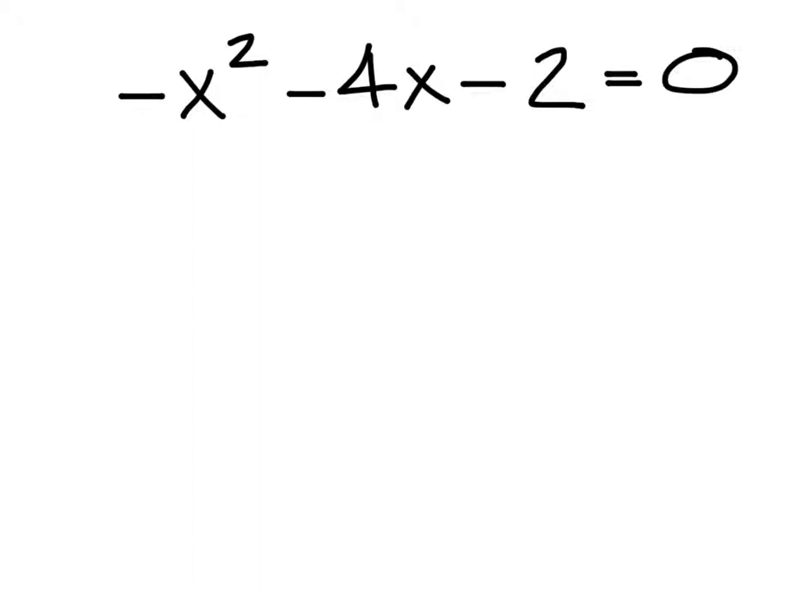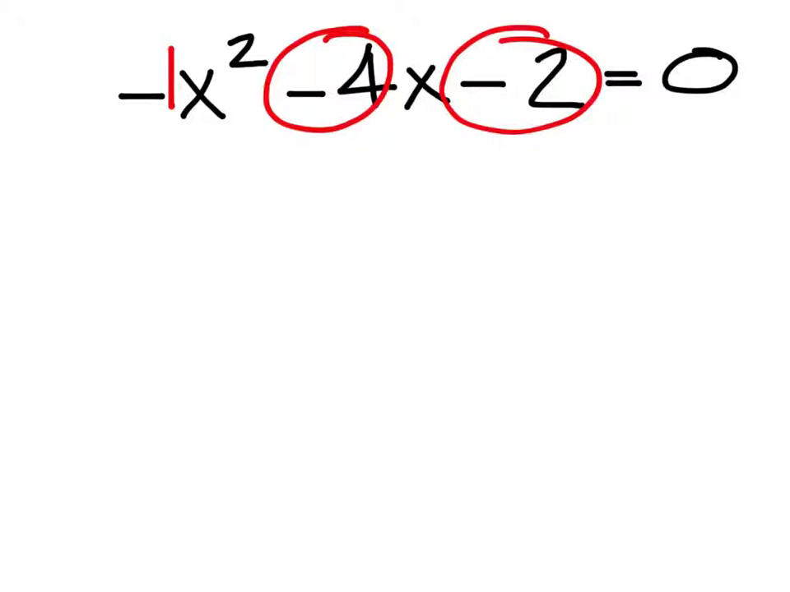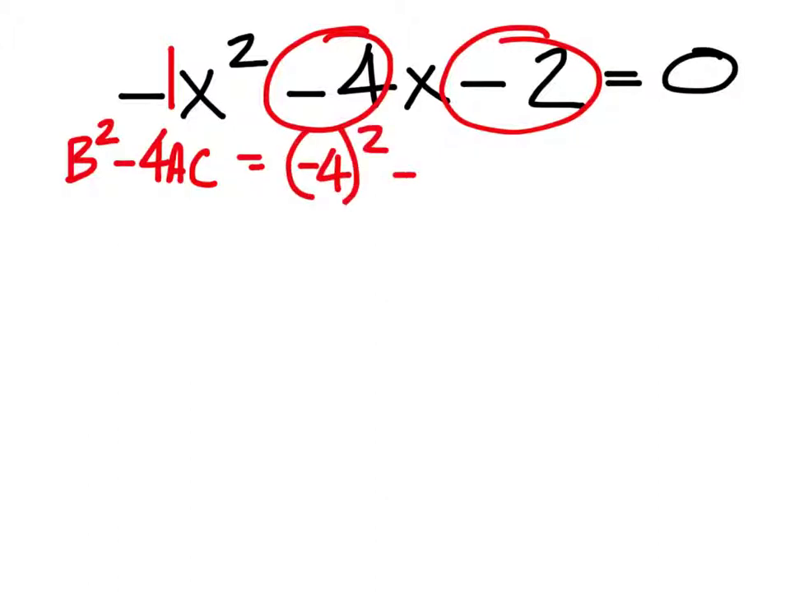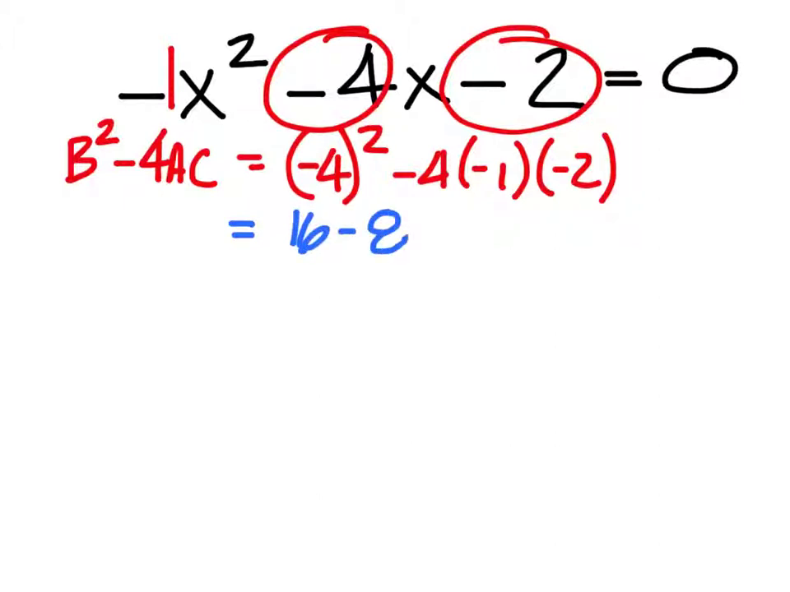You have to have your discriminant first, and your A, B, and C are -1, -4, -2. The discriminant is b squared minus 4ac, so we would have a -4 squared, and then minus 4 times -1 for the A and -2 for the C. That's going to be 16 minus 8, which is an 8. That means the answer is real.